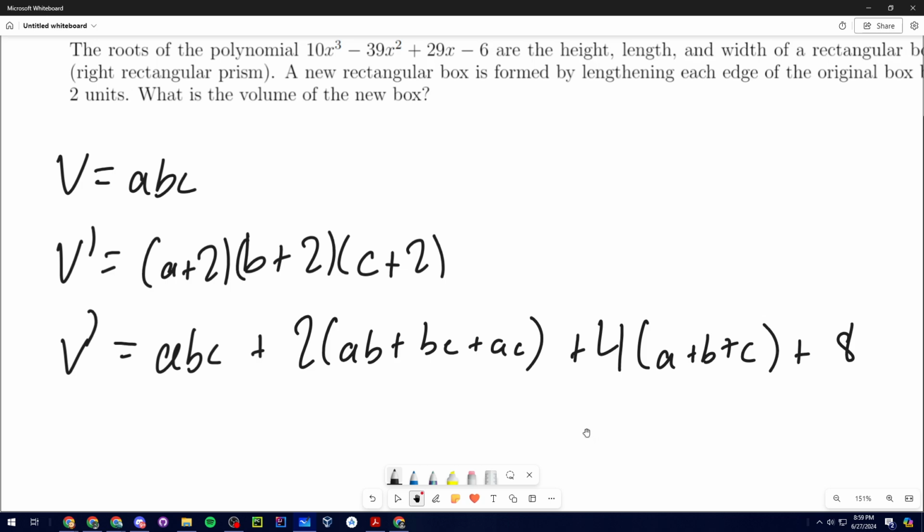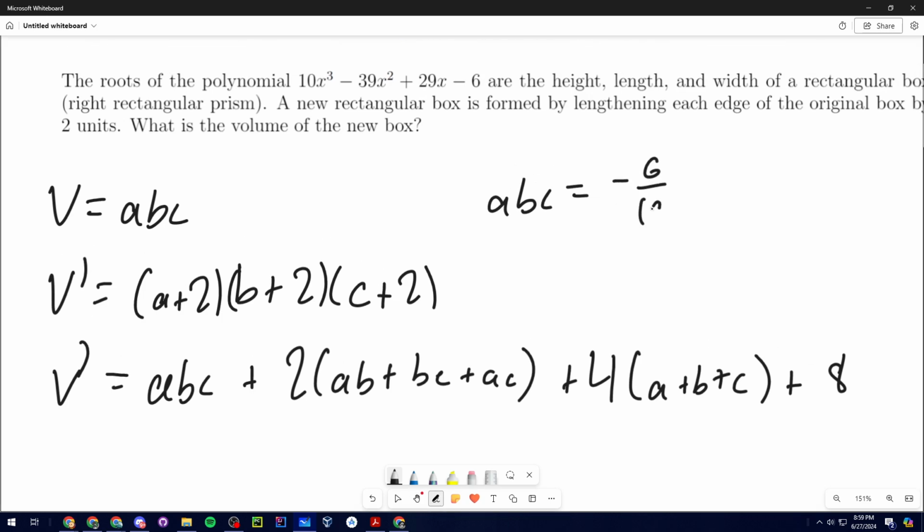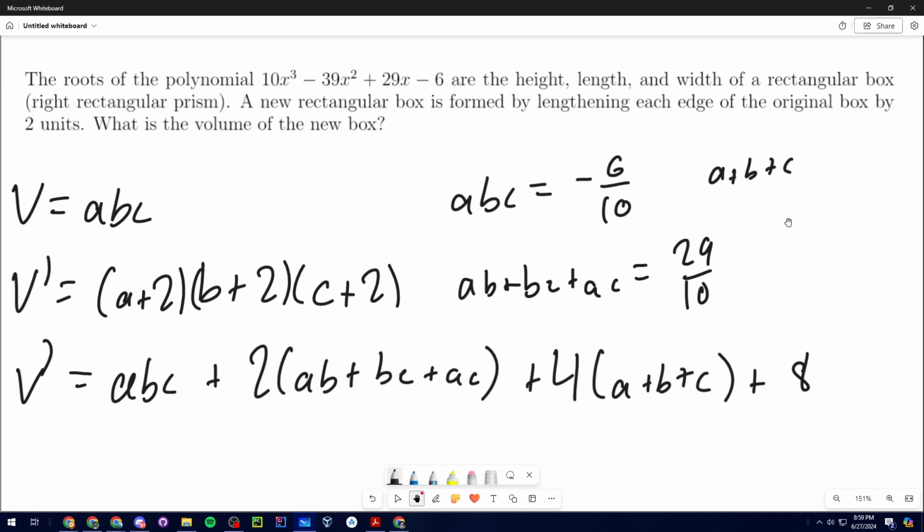But now that we have that, we actually know all of these values. ABC is just equal to negative 6 over 10. The pairwise sum, AB plus BC plus AC, is just equal to 29 over 10, right? That's your C over A. And then A plus B plus C is equal to, oh, I just realized I made a mistake. This is supposed to be a positive, sorry. Yeah, positive 6 over 10. For those who caught me, you were probably screaming at your computer. And then A plus B plus C is just equal to 39 over 10.